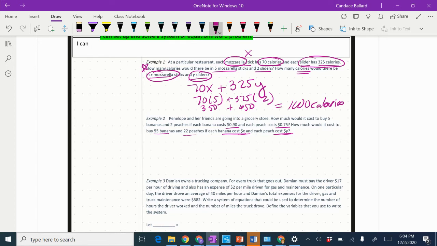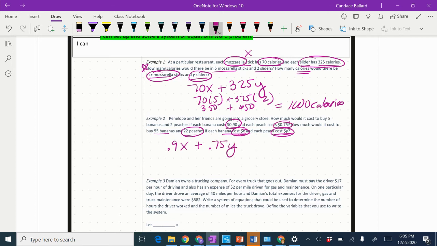So we are going to set up that we have 55 bananas at X, so we'd have 55X, and then 22 peaches that cost Y, so plus 22Y. And then I take that back. We are going to do this a different way. That's not right. We would have to set up the cost, which is this here. So we're going to do 0.9 times X plus 0.75 times Y for the peaches.